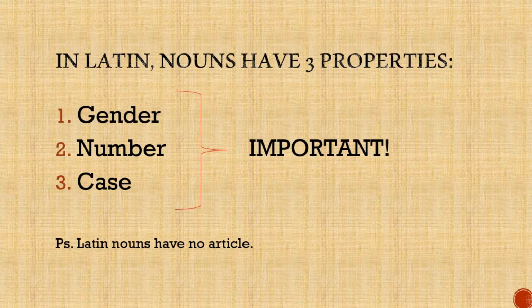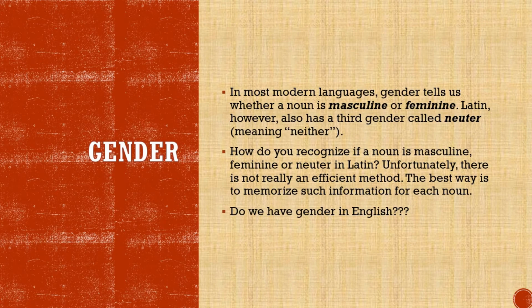So in Latin, and this is very important, nouns have three properties, which of course you have to remember: gender, number, and case. And as a postscriptum, I listed that Latin nouns have no article, and this is a characteristic of Latin. So let's talk about gender. In most modern languages, gender tells us whether a noun is masculine or feminine. So most of the modern languages have only masculine and feminine as gender.